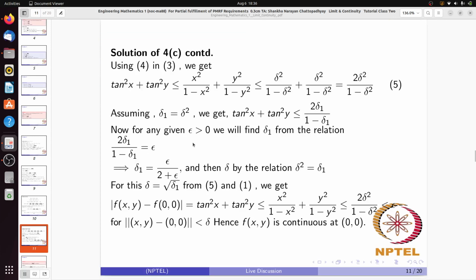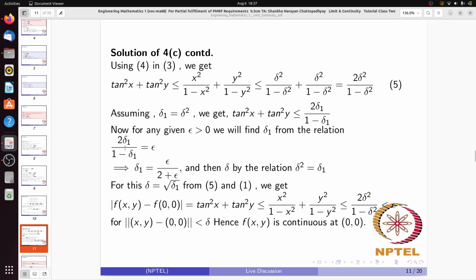Now for any given epsilon greater than 0, we will find one delta 1 from the relation 2 delta 1 by 1 minus delta 1 equals epsilon. Why are we taking this? Because remember, whenever we are given an epsilon greater than 0, our objective is to make the modulus of the functional value f(x,y) minus f(0,0) less than epsilon whenever the Euclidean distance between (x,y) and (0,0) is less than delta. So modulus of f(x,y) minus f(0,0) is less than epsilon, as required.